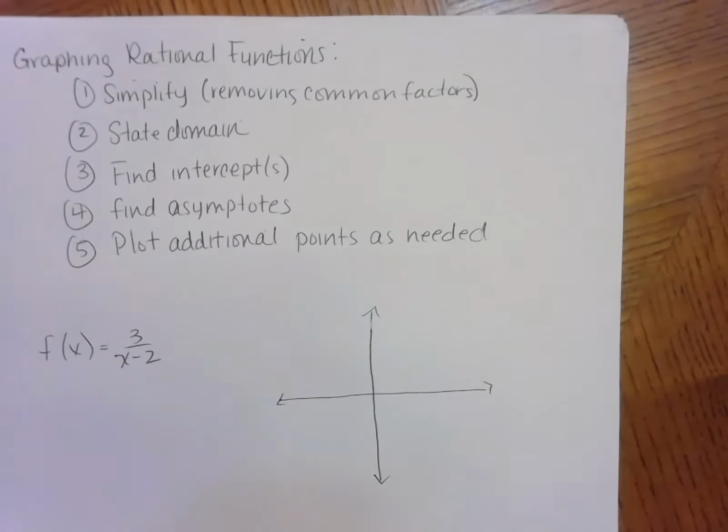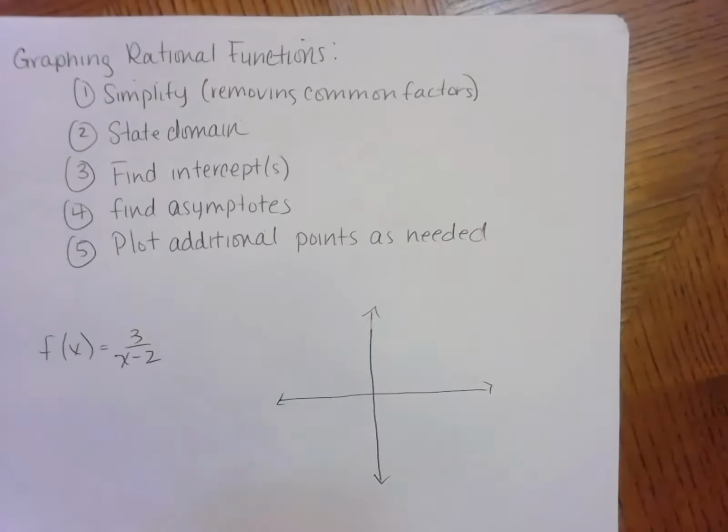So some steps that we need to take before we graph a rational function: first we simplify it, meaning we're going to factor the numerator and the denominator and cancel out or remove common factors. We probably want to state the domain because we want to make sure that we're not accidentally graphing it like it's passing over a domain restriction. We want to find all the intercepts, both the x and y, if they exist, and find both the horizontal and the vertical asymptotes, if they exist, and then if we need to plot additional points, we can.